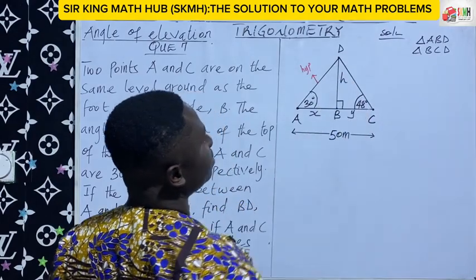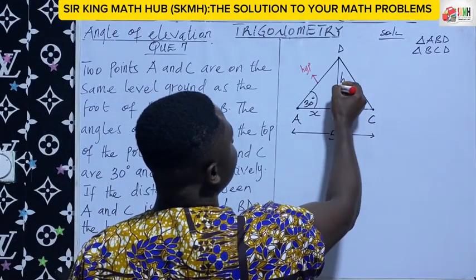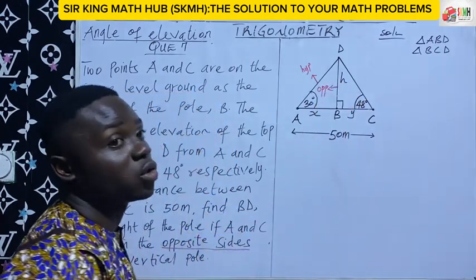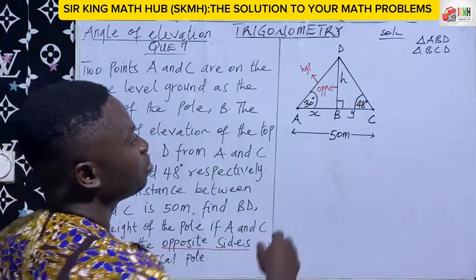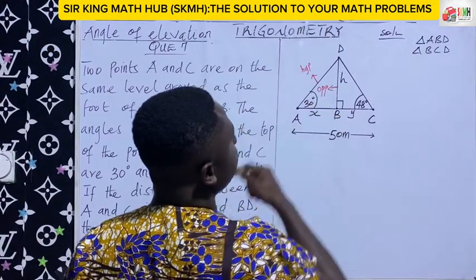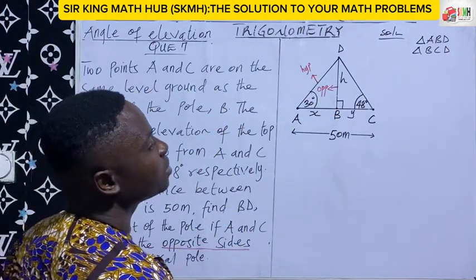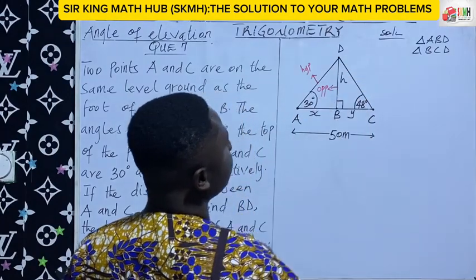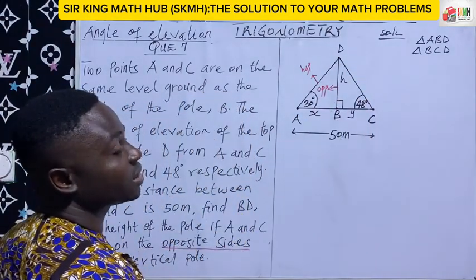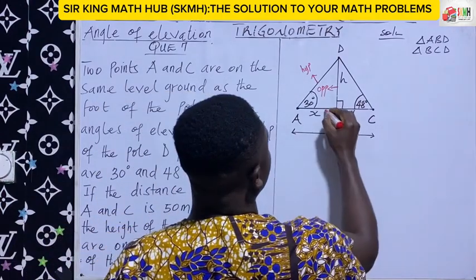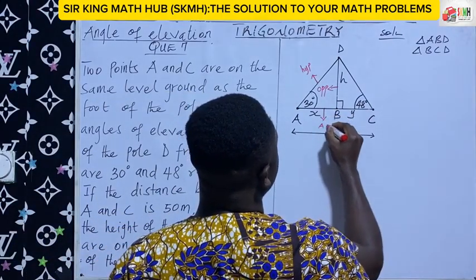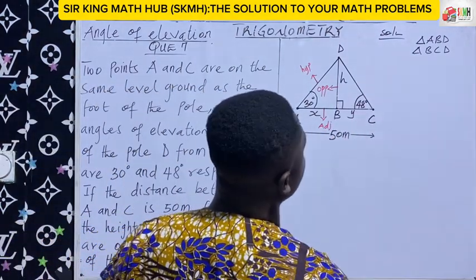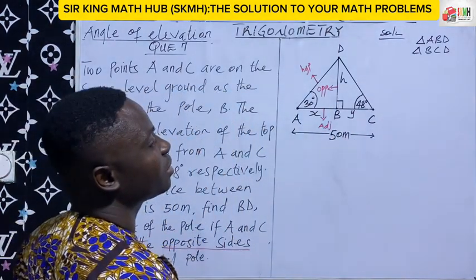Which side is the height of the pole? So the height of the pole becomes the opposite. Why? Because this side here faces the acute angle. We said that the opposite is the side facing the acute angle. So the height here is facing the 30 degrees. So that makes it the opposite. And then obviously the remaining side becomes the adjacent.